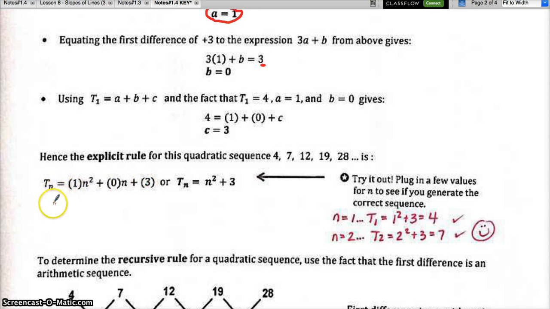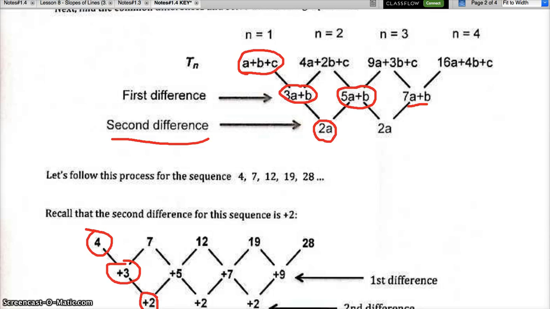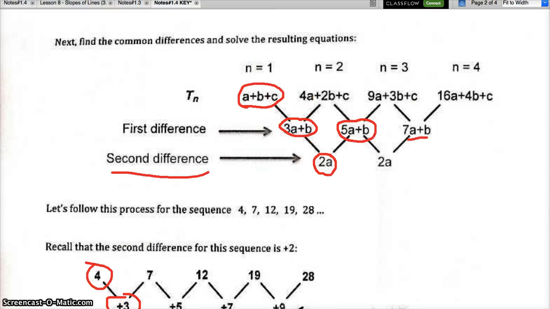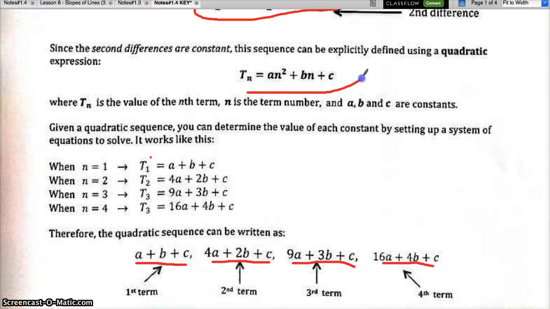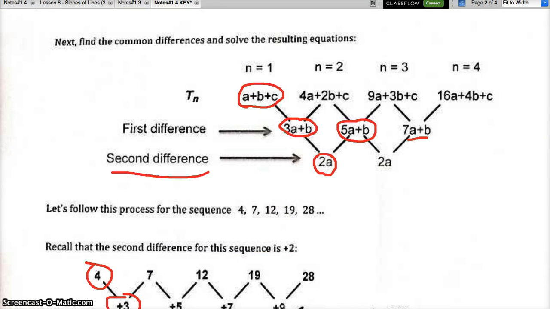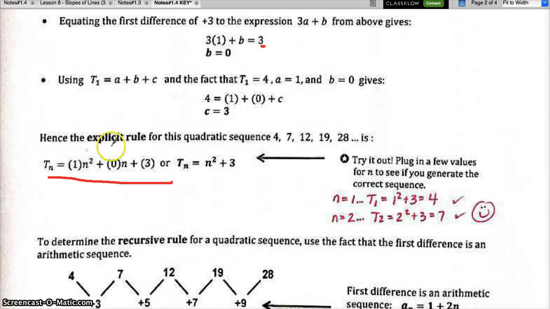Remember that the original formula, where we got this from, was on the other page, which was your t equals a times n squared plus bn plus c. That is what we are now substituting our a, b, and c into. So this is our general, or explicit, rule for this particular sequence. It's quadratic because it has n to the second power, and once we substituted in a, b, and c, we just got n squared plus 3.